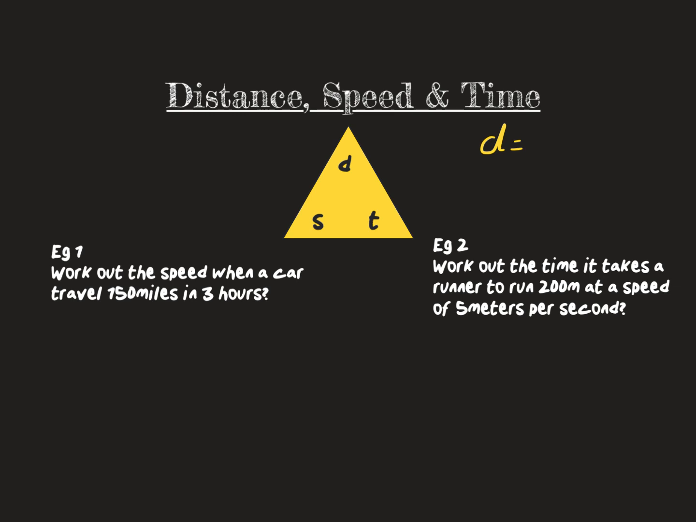In algebra, whenever you have a letter beside another letter, that means that you're multiplying. So to work out distance, you're doing speed multiplied by time.